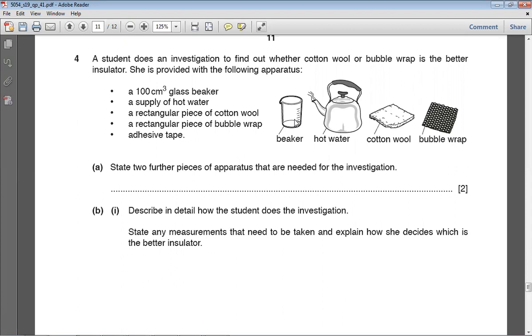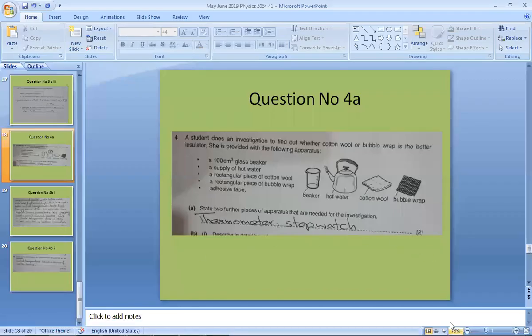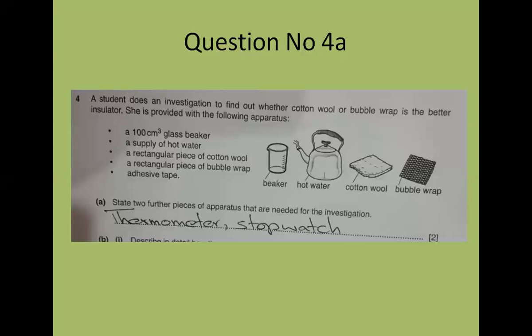So we need a thermometer and we need a stopwatch. Let me show you my answer. Okay. So the 2 pieces of apparatus that are needed for the investigation are the thermometer and the stopwatch.